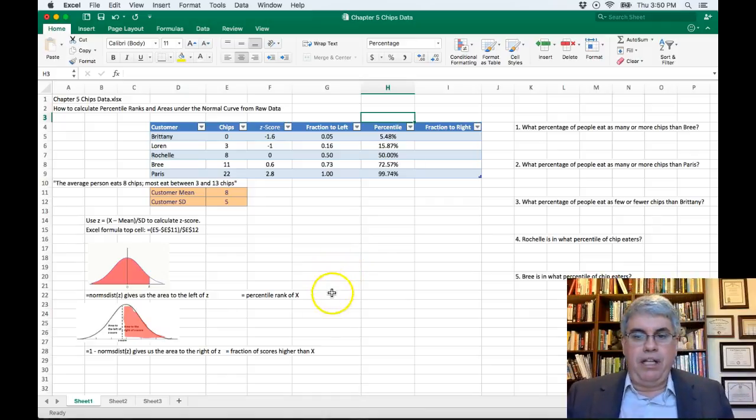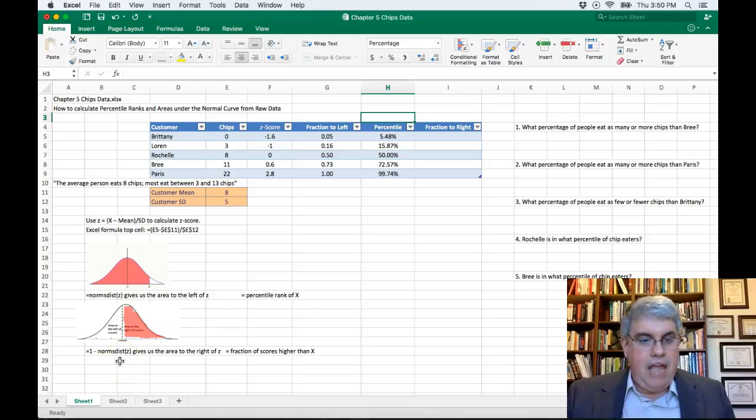Now, suppose we want to know the percentage of people that eat more than the person. If we wanted to know the fraction of the normal curve that is to the right of the z-score that we have, we would use the formula 1 minus the NORM.S.DIST of z, which gives us the area to the right, the fraction of scores that are higher than x.